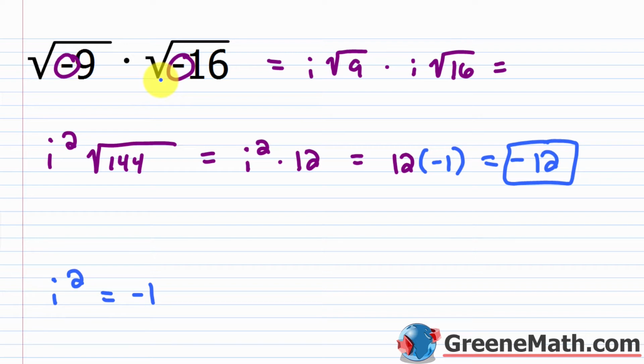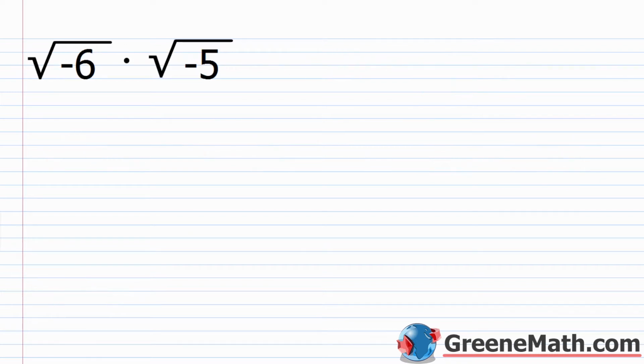So you've got to make sure that if you have two negative radicands, you simplify using this method, right? Pull the -1 out of each one of those, and then you can use the product rule for radicals. So let's look at another example.